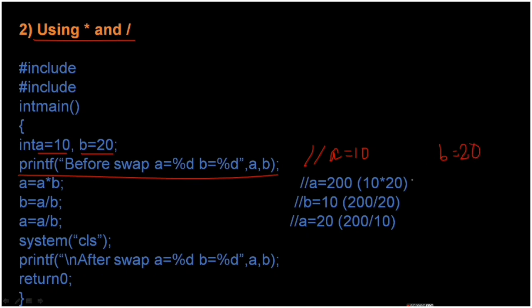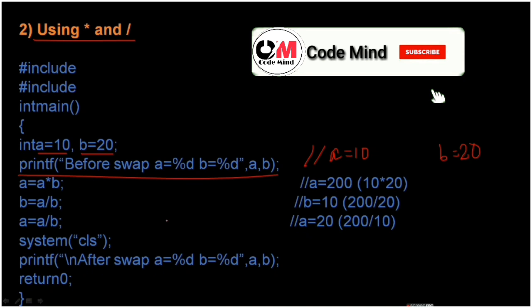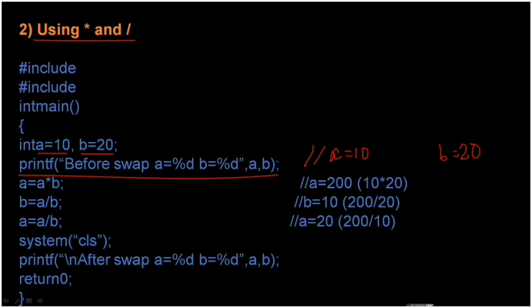B is equal to 20. Now we need to swap by using the multiplication and division operators. So A equals A into B. So A is equal to 10 into 20, which is equal to 200. So this 200 is stored in A. So now A contains 200.